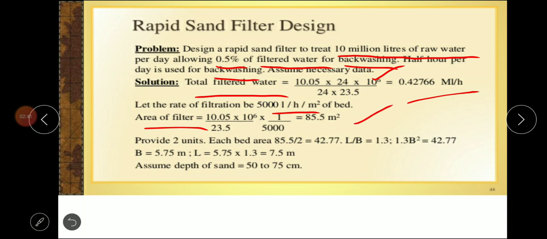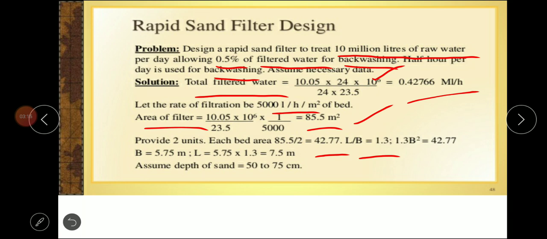So now we are going to provide two units to find out each bed area, means the area of each filter. So already we know the area of filter is 85.5 meter square divided by number of units, that is 2. The each bed area is equal to 42.77 meter square. Now assume L by B ratio, length to the breadth ratio, is equal to 1.3. It is assumed.